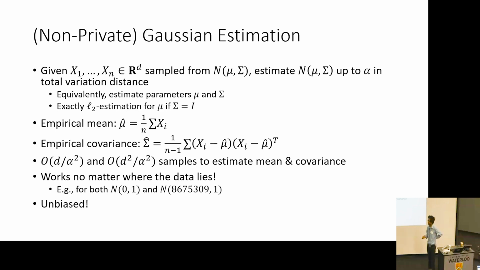Also, this is unbiased, in the sense that the expectation is equal to the true parameters. And these are very nice, convenient properties, which we had immediately when we did the first thing off the top of our heads. Any questions about this non-private setting in one slide? Pretty simple, hopefully familiar. Cool.